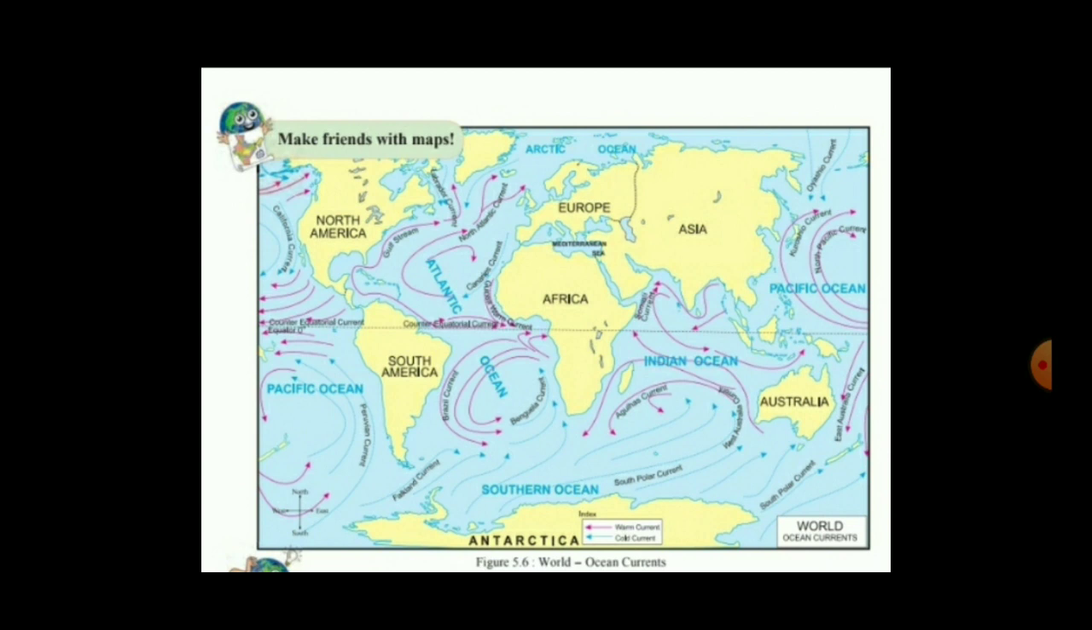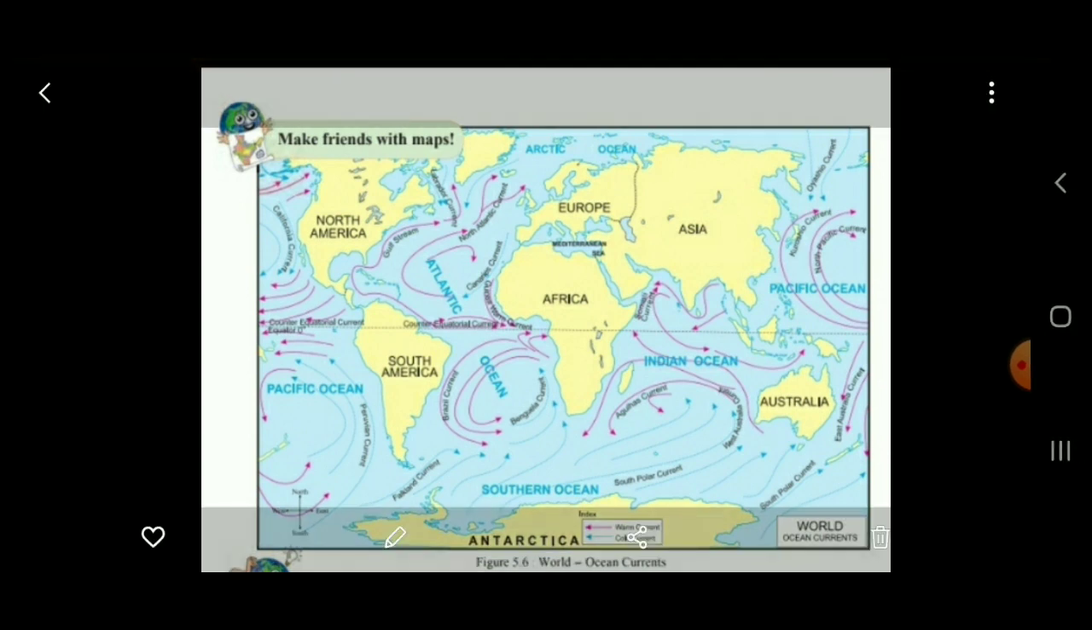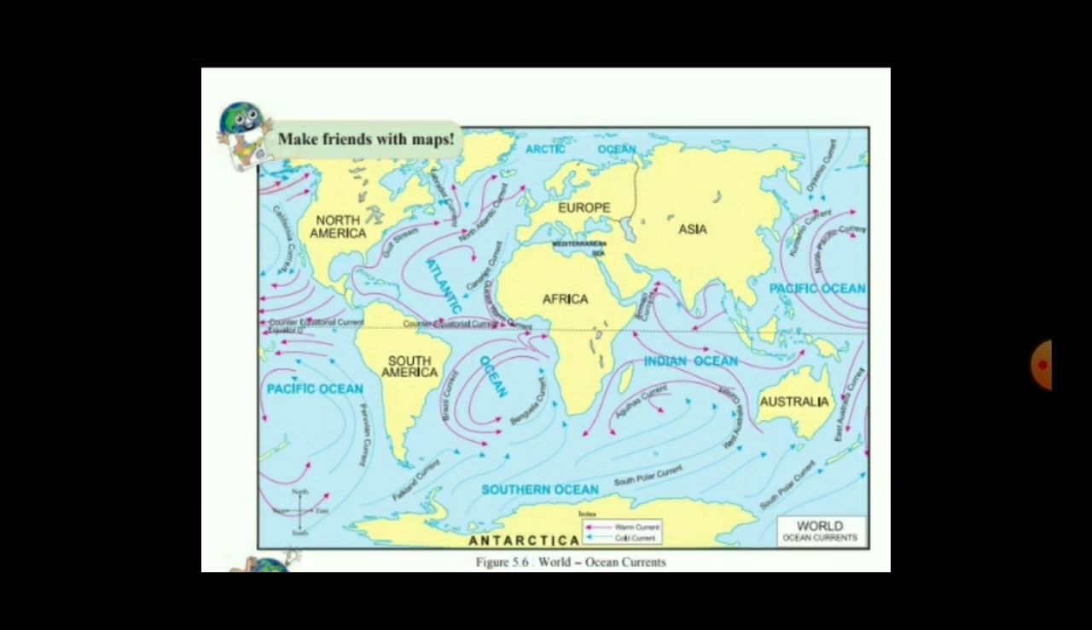Here the ocean currents flow from the equatorial region to the polar region and from the polar region to the equatorial region. In this figure 5.6, world ocean current, you can see the dark pink lines are showing the hot current or the warm current, and the light blue lines are showing the cool currents or cold currents.